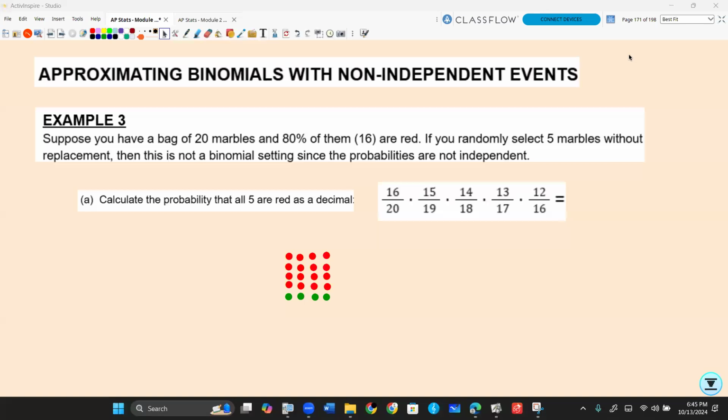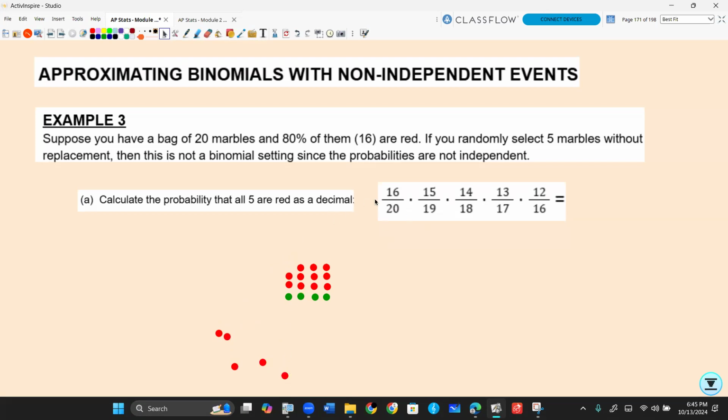So let's get started. Let's talk about drawing marbles out of a bag. In our first draw, we have a bag of 20 marbles, 16 being red, so the probability that you select a red marble is 16 out of 20. Now, if we're going to draw 5 marbles without replacement, then those probabilities are going to change. So 16 out of 20 times 15 out of 19 times 14 out of 18 times 13 out of 17 times 12 out of 16.